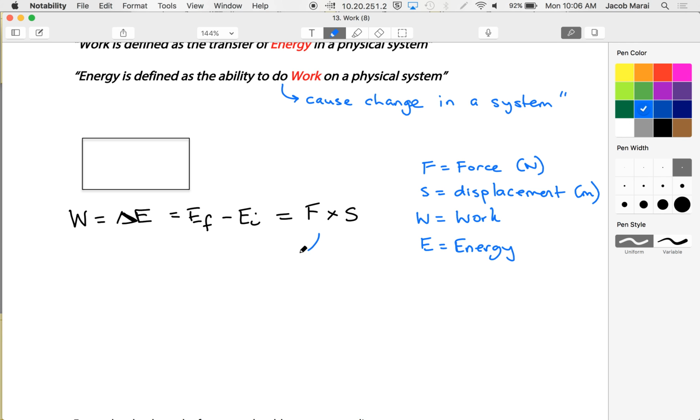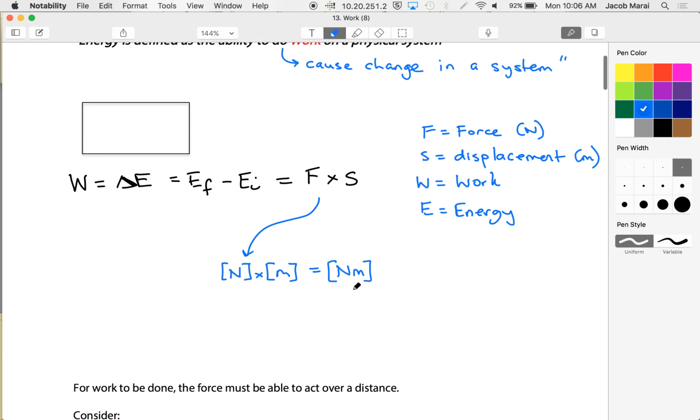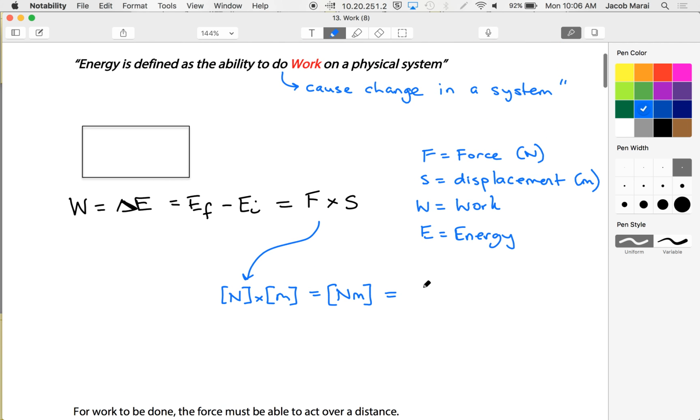Now from this equation, we can look at the units. If I took the unit from force and multiplied it by the unit for distance, I would get the units for work. So as Jack was saying, the unit for force multiplied by the unit for distance is Newton times meter, and that comes out as Newton meter. However, we don't normally call it a Newton meter. We call it a capital J, which is a joule.